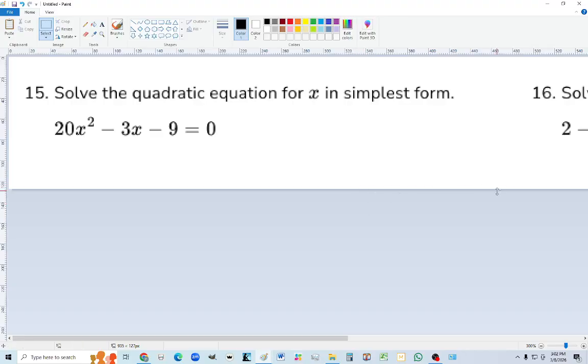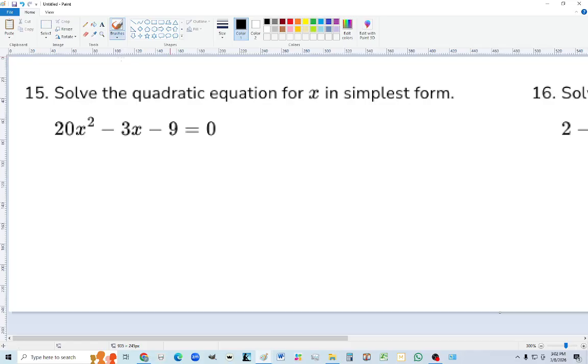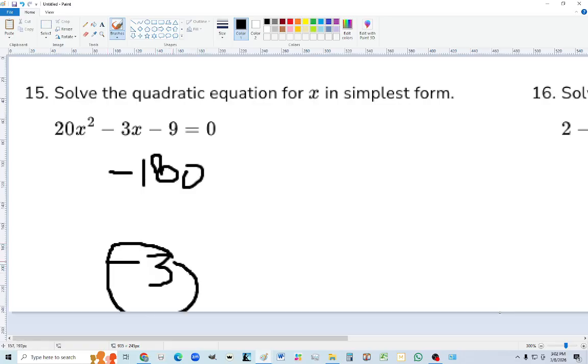We're looking for a number that's going to multiply out to minus 180 and add up to minus 3. Since this number is very small and this number is very big, the factors are going to be close together. So like 18 and 10, close. Even closer. Factors of these that are, well, let's do it like this.